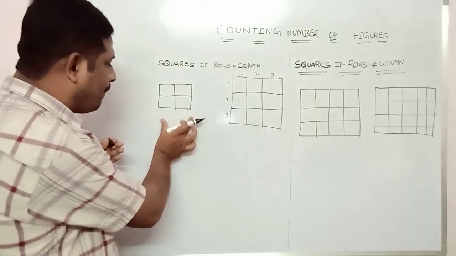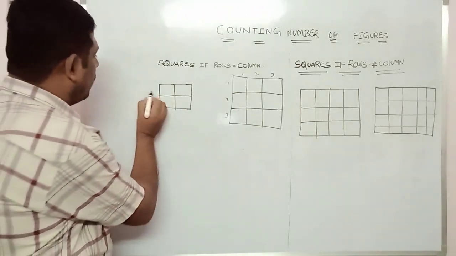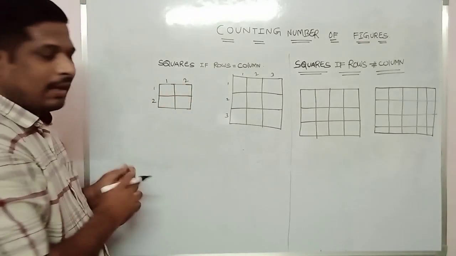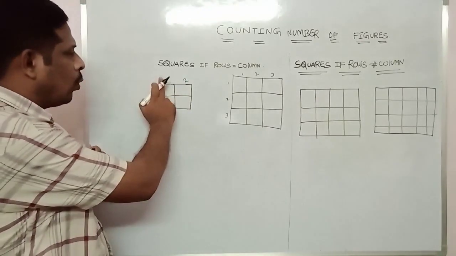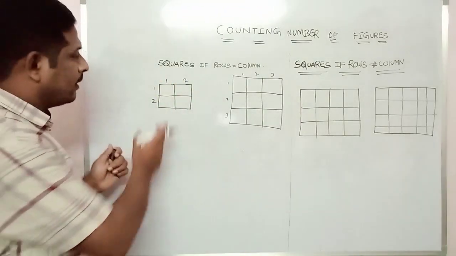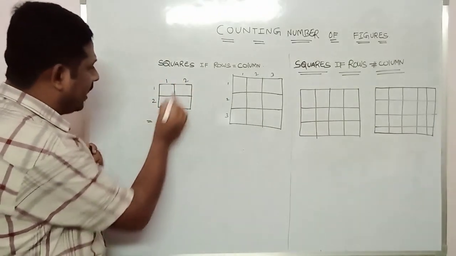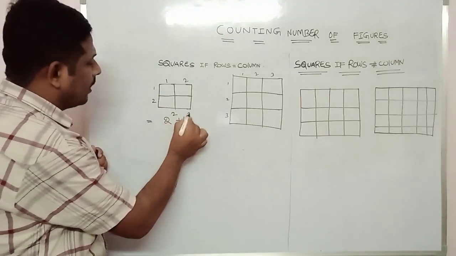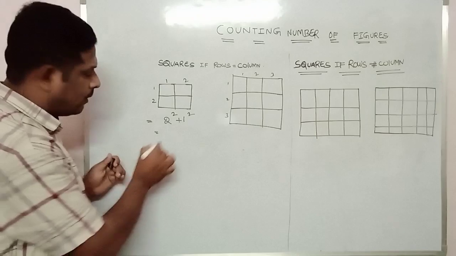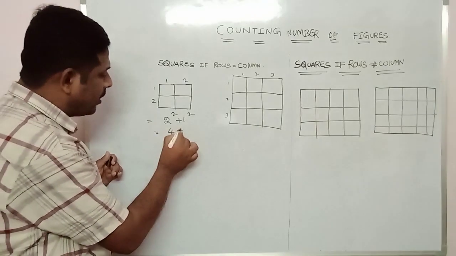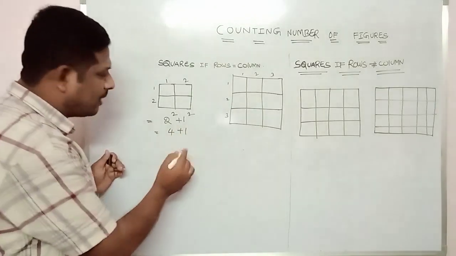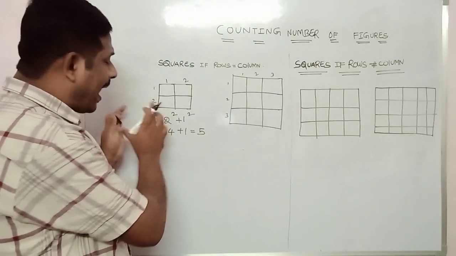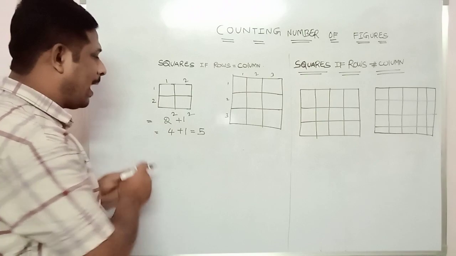Let us move to a simple example. So here we have two rows as well as two columns. Given the numbers like this 1, 2, 1, 2, take the maximum number here, 2, that square, plus the next maximum, 1 square. So 2 square value is 4 and 1 square value is 1. Then 4 plus 1 is equivalent to 5. It means in this diagram we have 5 squares.